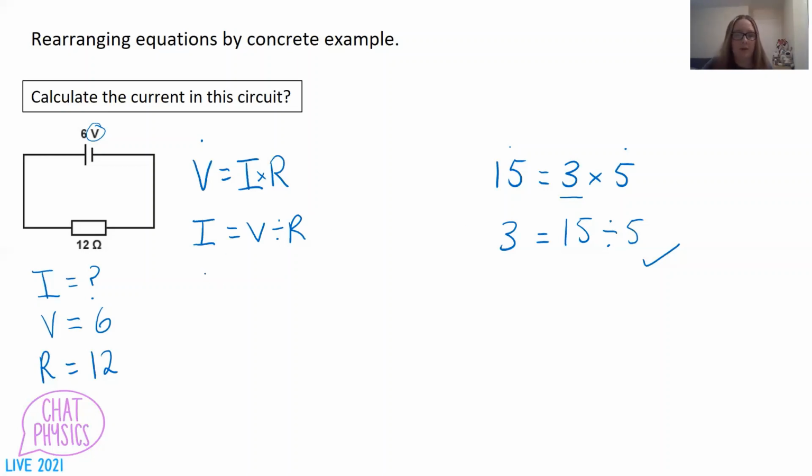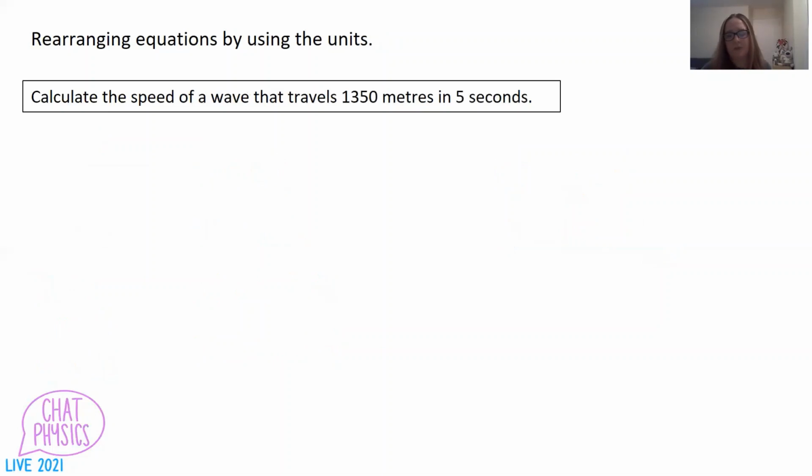So now we can pop our numbers in. I, we don't know, so just write I again. V, we said was 6, and R was 12. And now we can see that I is equal to 0.5. Now I've got I here telling me it's current, so I can remember to pop in amps. So that's how I would use a concrete example to help students understand how to rearrange.